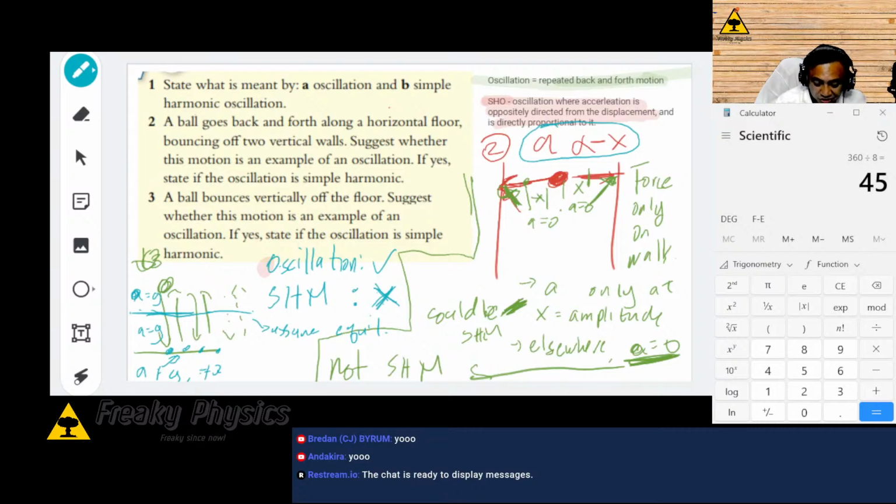Does your acceleration change with position or not? No. Generally speaking, no, right? Yeah. So a is not proportional to negative x, not SHM. Okay, is that clear now? That's clear. All right. The rest of this is basically using the equations and the graphs.